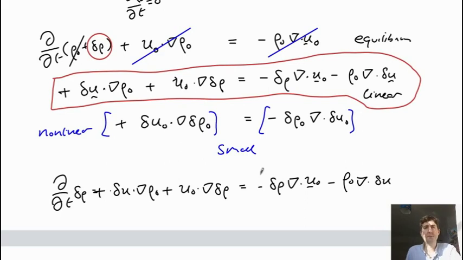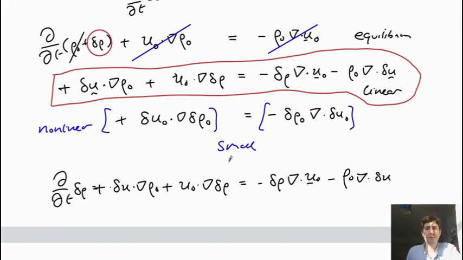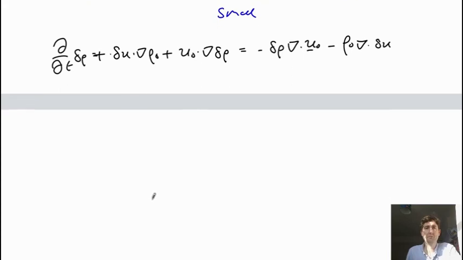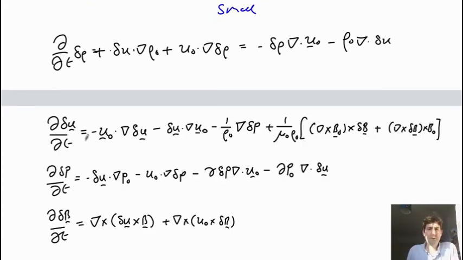And then we can write down the same things for the other equations. So we do the similar expansion. So all quantities expand as an equilibrium part and a perturbed part. And I'll just write them out here, and then we can go through them. So I've written out the equations for the momentum equation, the pressure equation, and the magnetic field, the induction equation.